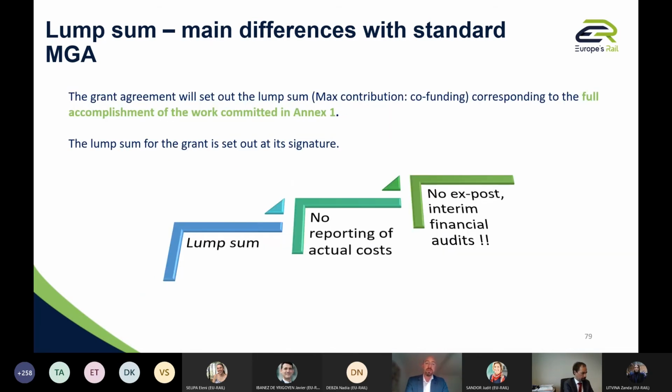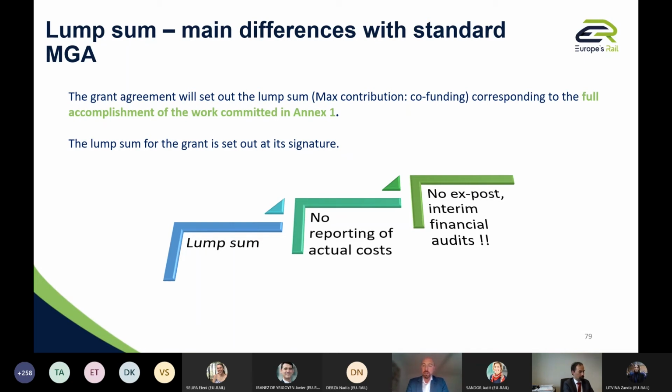So the grant agreement will therefore set up lump sum share. So that means that for each work package per beneficiary, we have a maximum contribution that we call co-funding or GU contribution, corresponding to the full accomplishment of the work committed as per Annex 1. So the lump sum for the grants is set out at its signature based on your proposal, and during the preparatory phase, the evaluation of the experts and the GU about the consistency of your proposal, and then we define the lump sum share per work package for all the grant agreements. The co-funding is therefore the amount you will get upon completion of task.